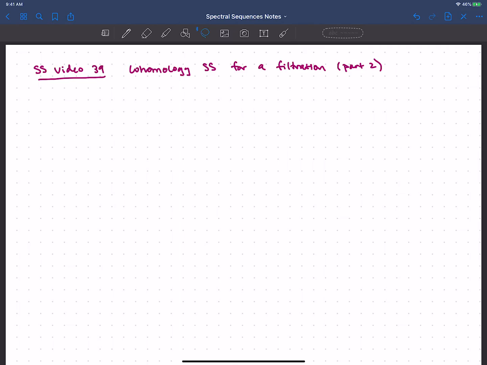Alright, so we're still looking at the cohomology spectral sequence for a filtration of a space and trying to make things a bit more precise. And maybe I should have just kept going, but I try to keep these videos a little bit more bite-sized, because I think it's hard to have the attention span to watch a video for so long. But anyway, let's pick up basically where we left off.